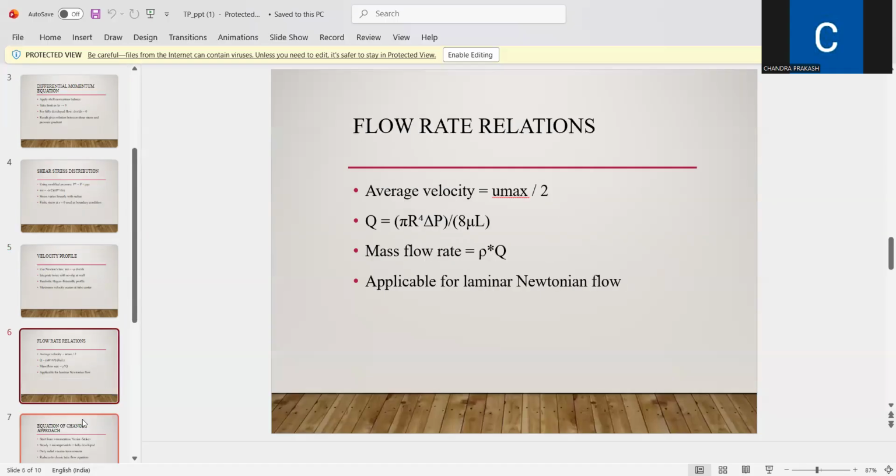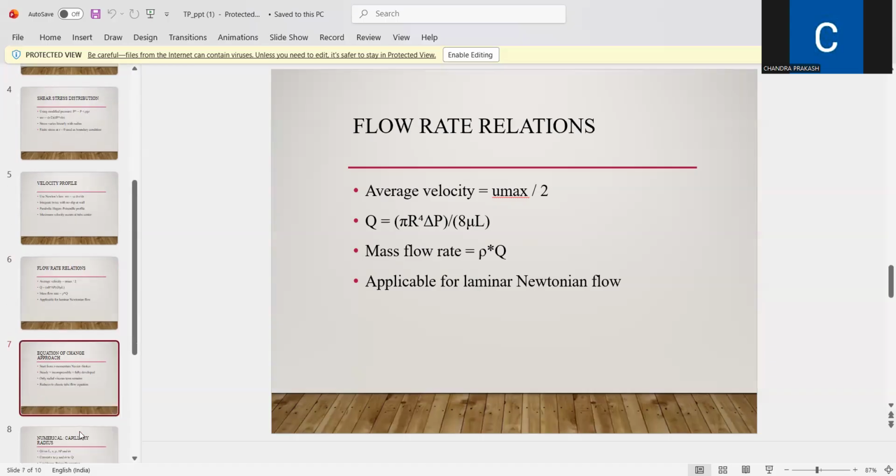Then flow rate relations. From the velocity profile, we derive important flow relations. Average velocity is equal to U max by 2. Flow rate equation: Q is equal to pi r to the power 4 delta P by 8 mu L. Flow rate depends strongly on radius to the power of 4. So a small increase in radius gives a very large increase in flow.